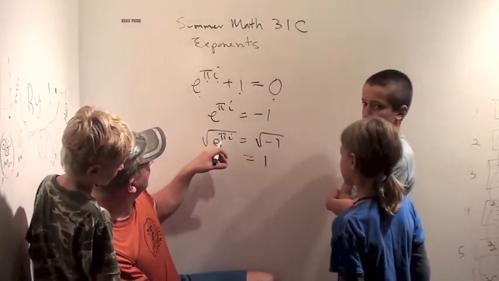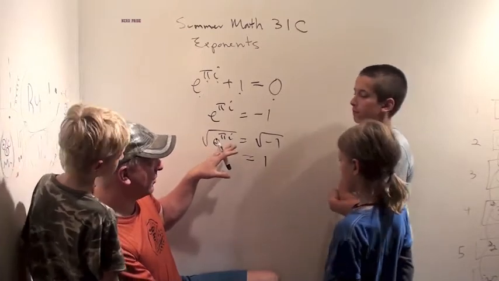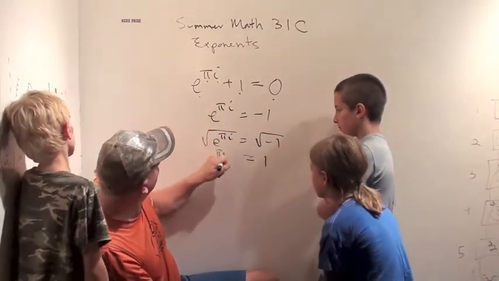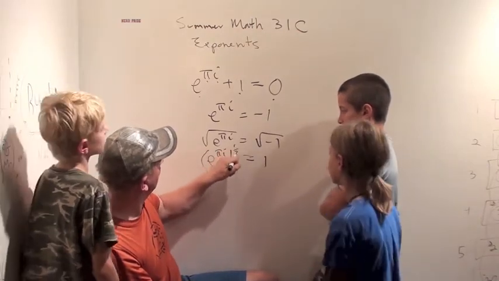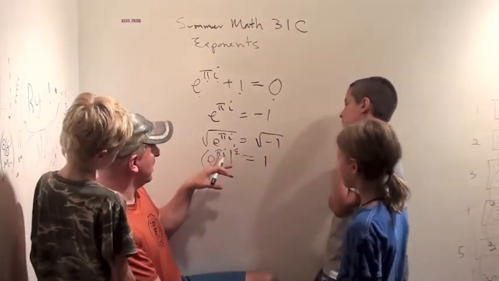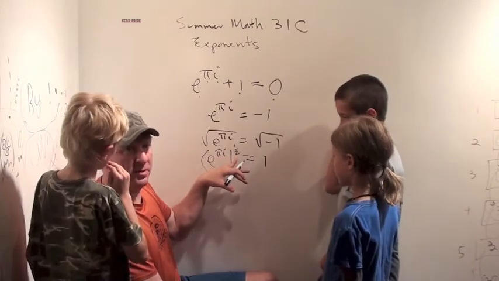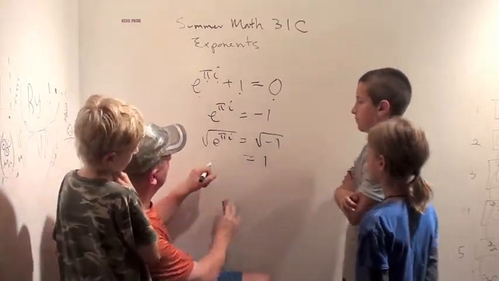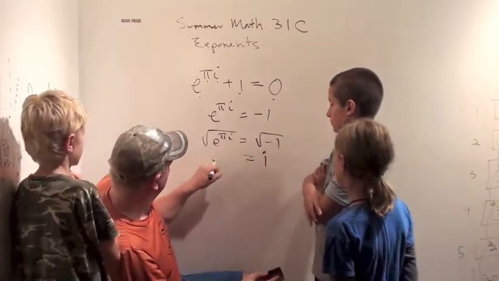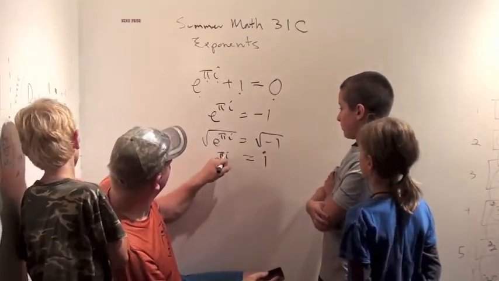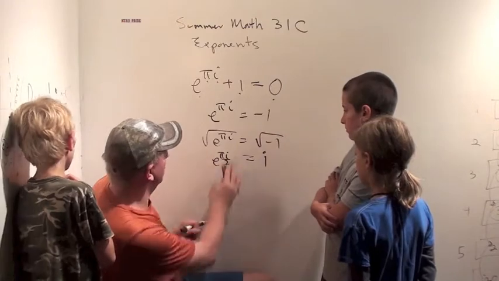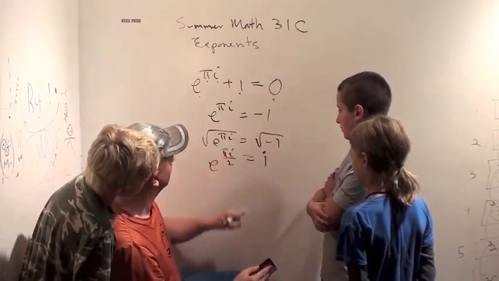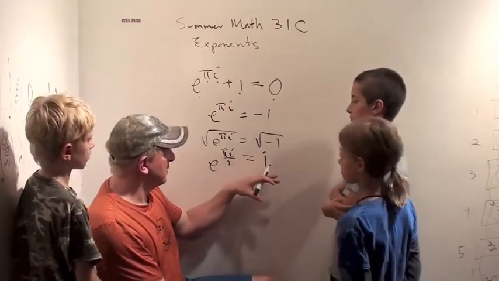Now remember I said the square roots were the 1/2 power? Okay, so this is the same thing as e to the pi i to the 1/2. And it just multiplies in, right? Pi i divided by 2. So this is e to the pi i over 2. Sorry, let me write that a little better. e to the pi i over 2 equals i. So that's interesting.